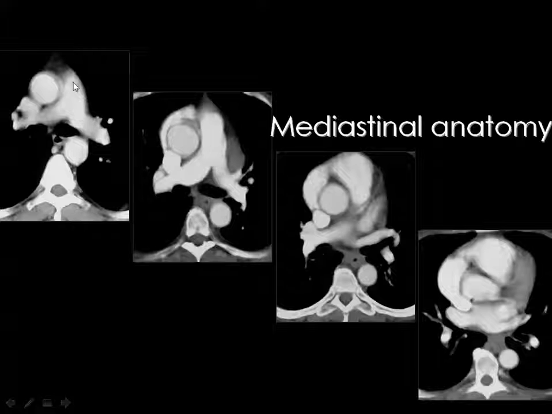Then this is the pulmonary artery. It will enter the right ventricle. It has entered the right ventricle, and this is the right ventricle, and this is the right atrium. Then this is the ascending aorta. It will enter here, and this is the left ventricle.